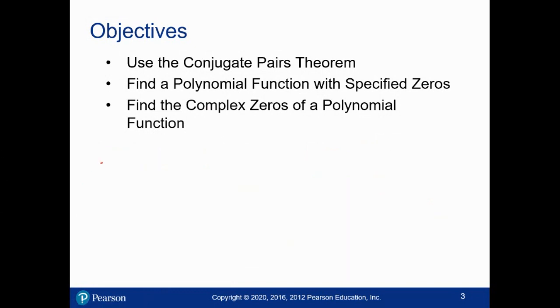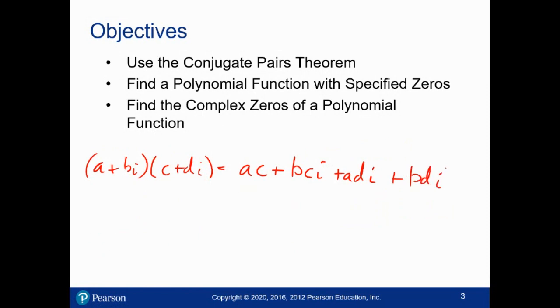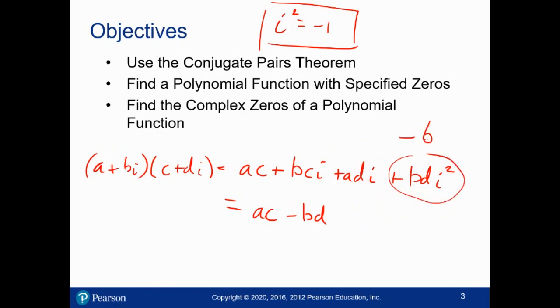You can also multiply them. What happens if I take a plus bi and multiply it by c plus di? Well, things just expand like they should. You get a times c plus b times c times i plus a times d times i plus b times d times i squared. But remember that i squared is -1. So this really is ac minus bd, because this becomes -1 times bd. Then from the other two terms, I can factor out an i, leaving behind bc plus ad.